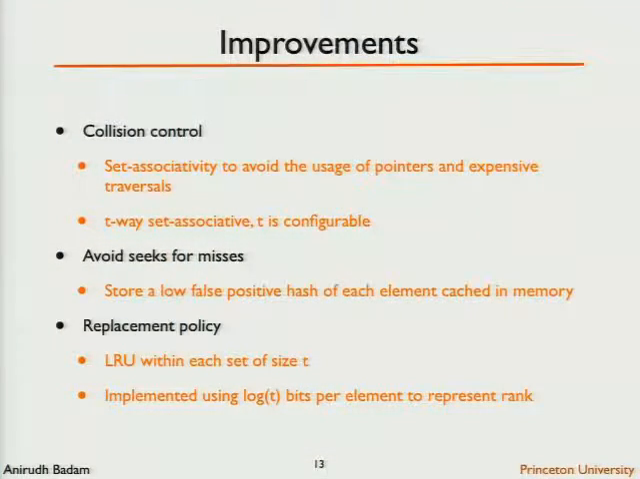So I suggest the following improvements. The first improvement that we suggest to this technique is collision control. What we do is, instead of using a simple hash table, we use a set associative hash table on the disk. Let's say the set associativity is T-way, and T is a configurable value in HashCache. That's the first optimization to this basic policy. The second one is we would like to avoid seeks for misses, and for this purpose we store a small low false positive hash value of each URL in DRAM itself.